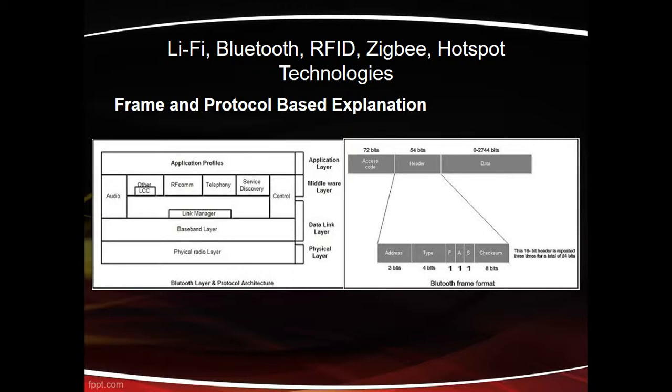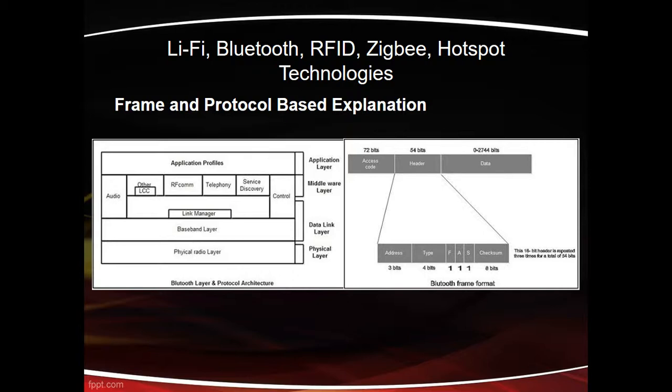As you can see, it is divided into physical layer, data link layer, middleware layer, and application layer. So the Bluetooth standard has many protocols that are organized into different layers. The layer structure does not follow the OSI model or the TCP/IP model. It has its own model. So this is the model it uses. Basically, I will explain the basic functions of these layers.